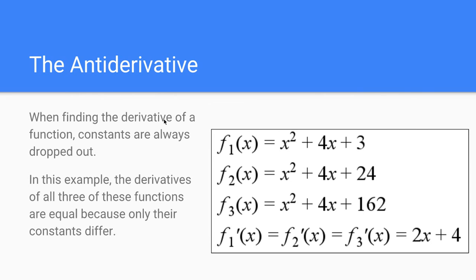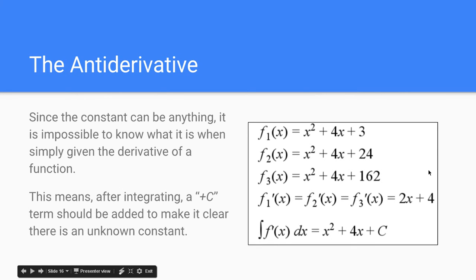When finding the derivative of a function, constants are always dropped out. So here I have 3 functions, x squared plus 4x plus 3, the same thing plus 24, same thing plus 126. In this example, the derivatives of all 3 of these functions are equal because only their constants differ. So the only thing different in here are their constants, and these are always dropped out when you find the derivative anyways. So the derivative of the first function equals the second equals the third, they all equal 2x plus 4. Since the constants can be anything, it is impossible to know what it is when simply given the derivative of a function.